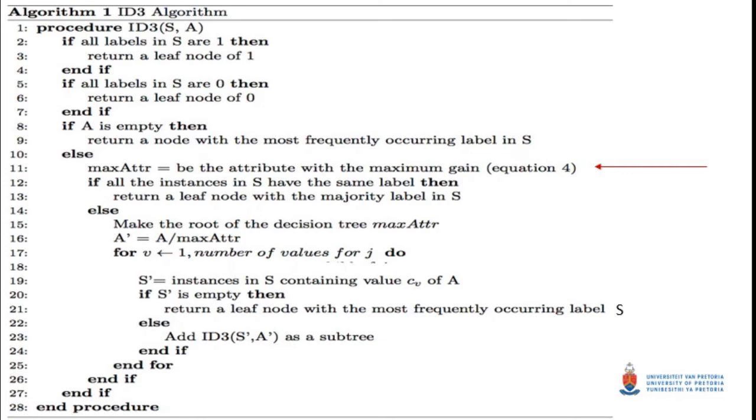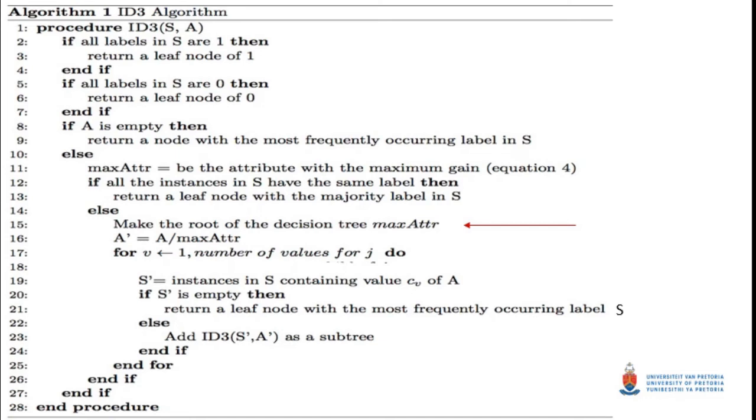If that's not the case, then we need to determine which attribute has dominance. Gain is used to calculate which attribute has dominance, and we call that max att. We calculate the dominance using the gain formula, that's equation 4 in your notes, for all the attributes, and the one with the highest gain is the one that will form the root of the decision tree. The algorithm does another check on whether all the instances in S have the same label; then it's just going to return a leaf node with that label. But again, that's just an error check.